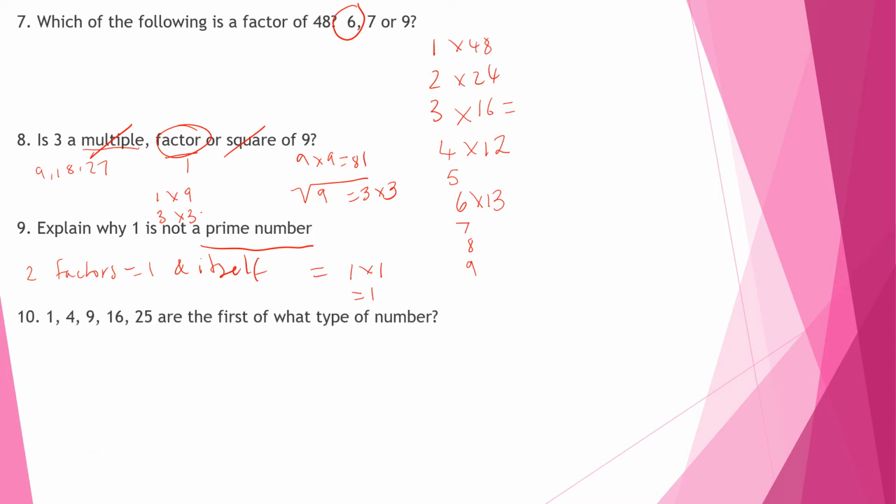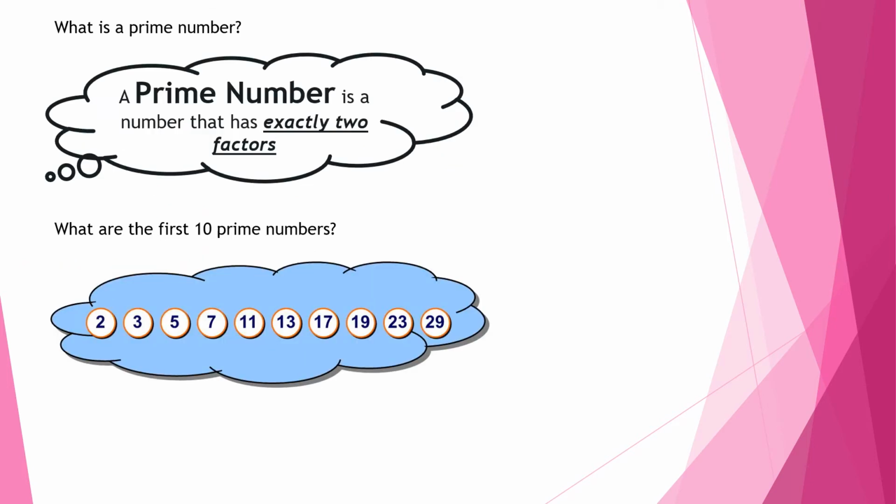And our last question, 1, 4, 9, 16, 25 are the first of what type of number? They are square numbers, which is 1 times 1, 2 times 2, 3 times 3, and so on and so forth.